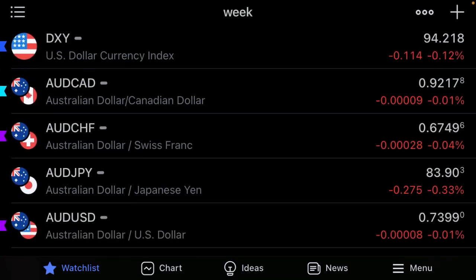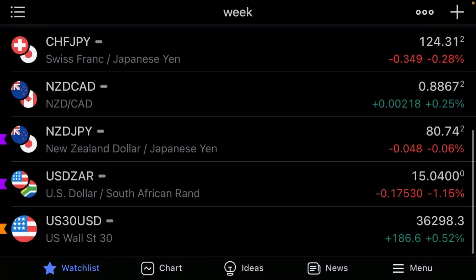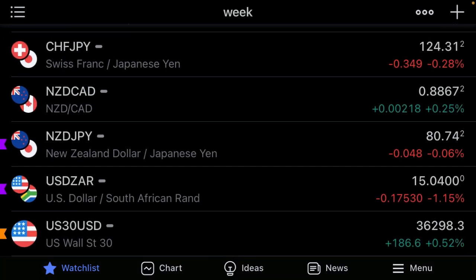So for today's weekly market forecast, guys, we're going to be getting into the DXY, Aussie CAD, Aussie Swiss franc, Aussie dollar, New Zealand dollar JPY, and USD ZAR.